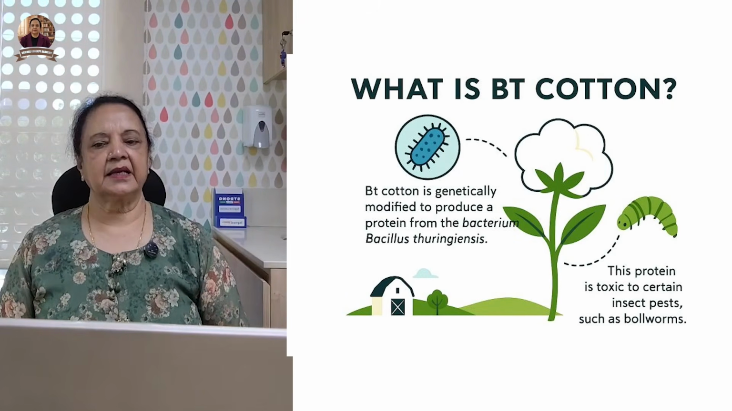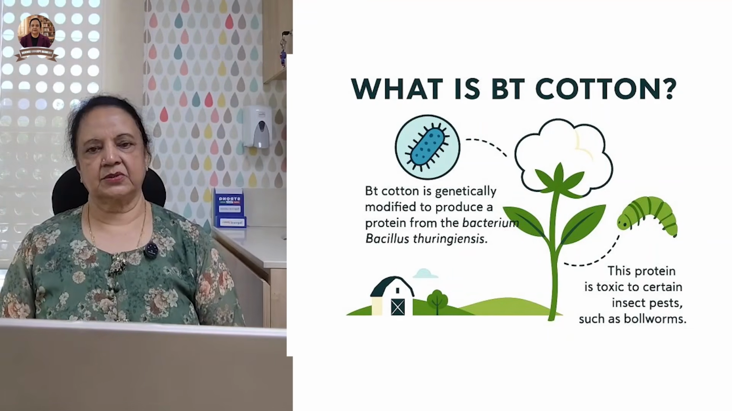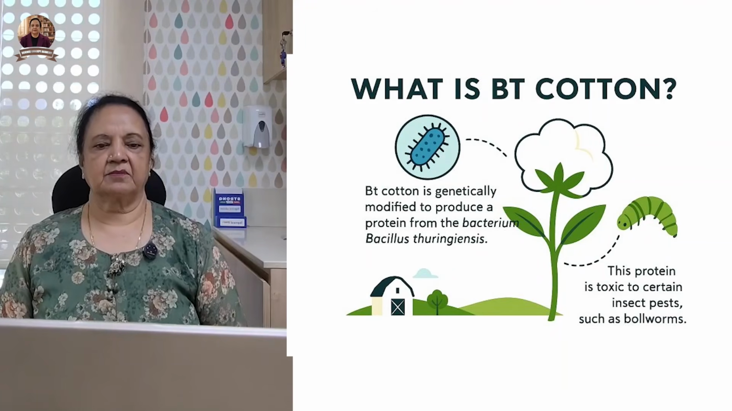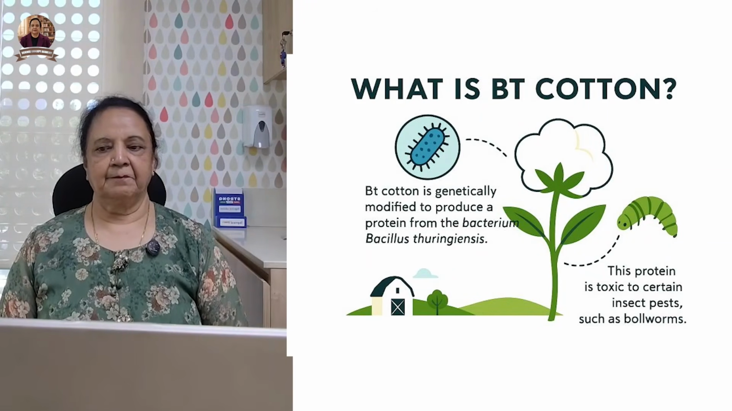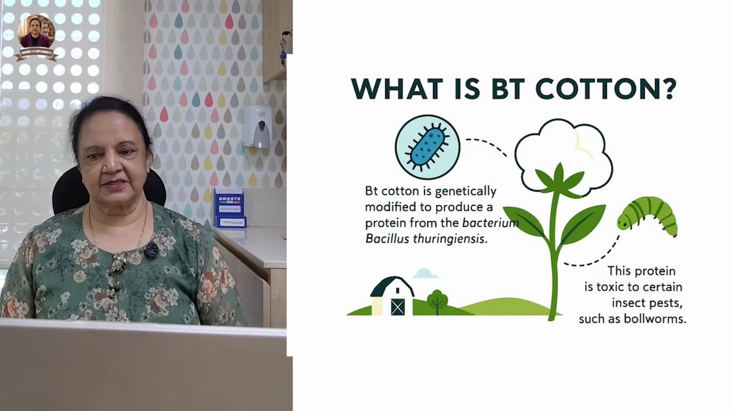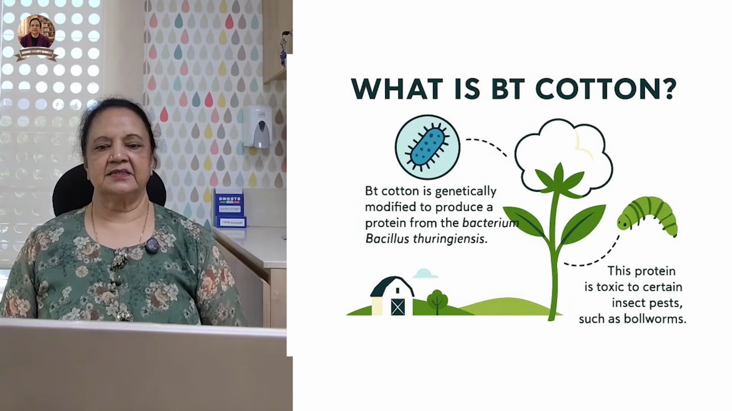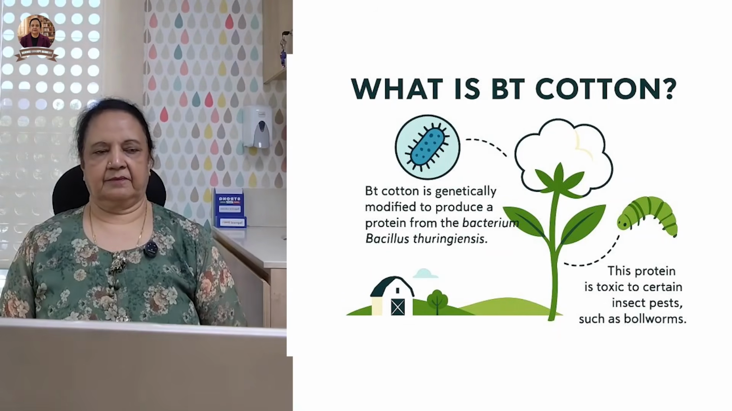Chapter 10, Biotechnology and its Applications. Question 1, what is Bt cotton? Explain how Bt toxin protects the plant. Bt cotton is a genetically modified, or GM, crop. It contains a gene from the soil bacterium Bacillus thuringiensis, that is Bt. This gene codes for an insecticidal protein.